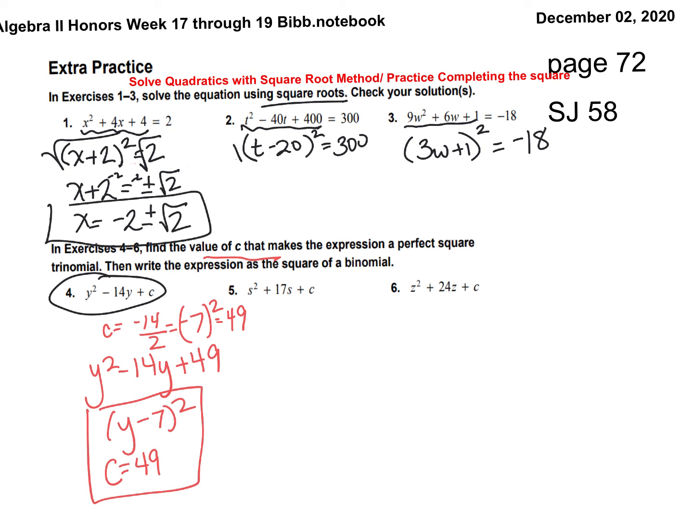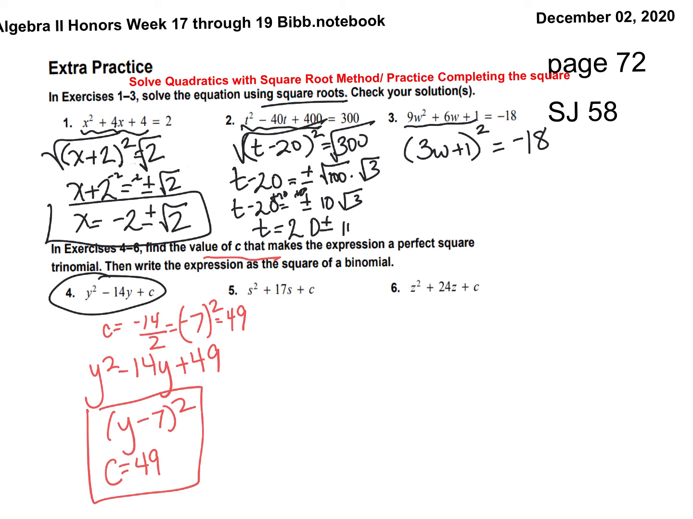For number 2, I'm going to take the square root of both sides. t minus 20 is going to equal plus or minus the square root of 300. Has a perfect square in it. That's 100. So the square root of 100 times the square root of 3. t minus 20 is going to equal plus or minus 10 times the square root of 3. Add 20 to both sides. t is going to equal 20 plus or minus 10 times the square root of 3.